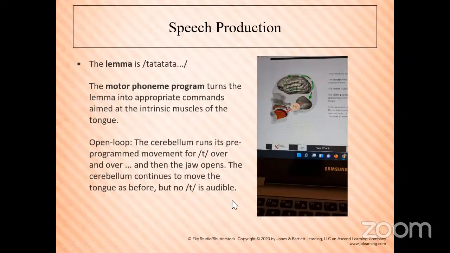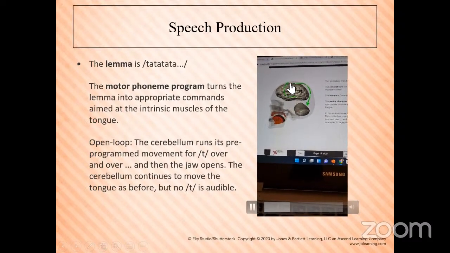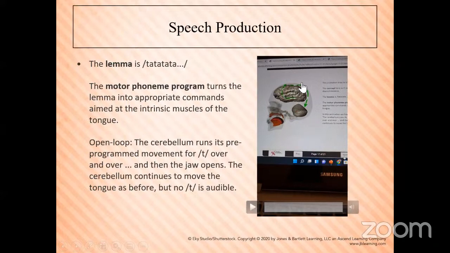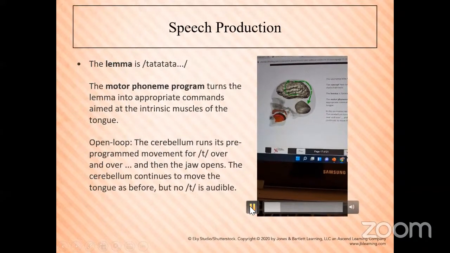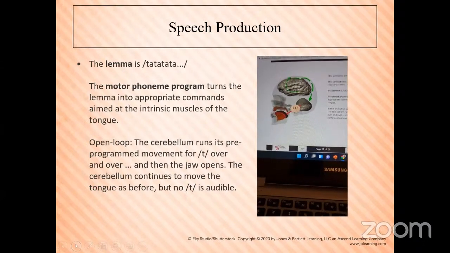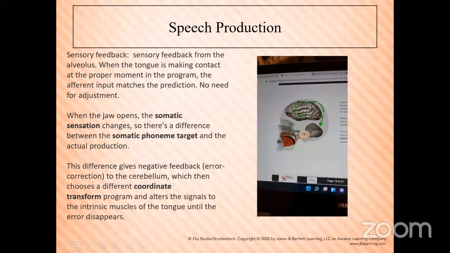So let's see the video of this connection, the loop systems, and how it connects. You can see that the loop that is going into the tongue, the cerebellum, this is the cortex, premotor cortex, and postcentral gyrus. All these things will go on. It's a loop system that goes on like this. The lemma is T. So the motor phoneme program and sensory feedback from the alveolus occurs now.